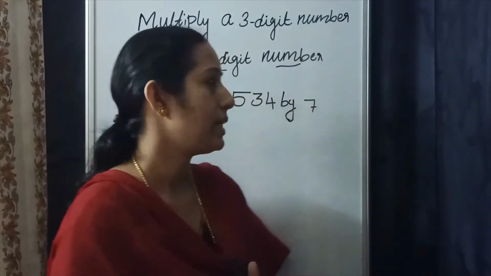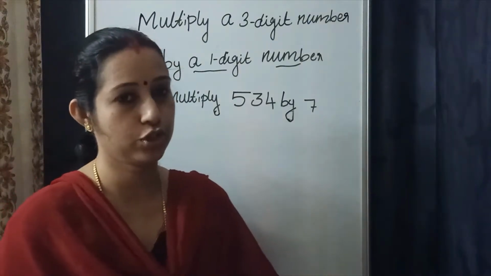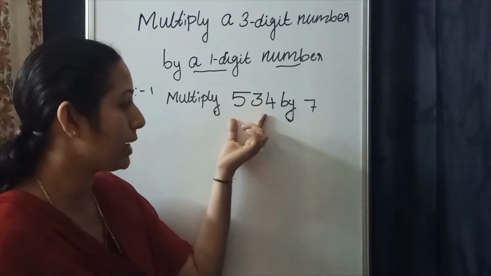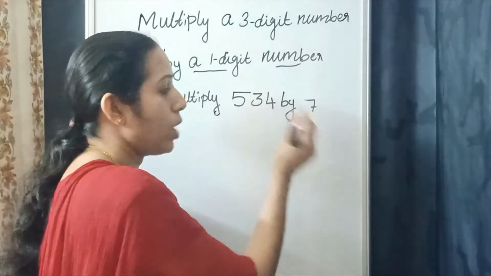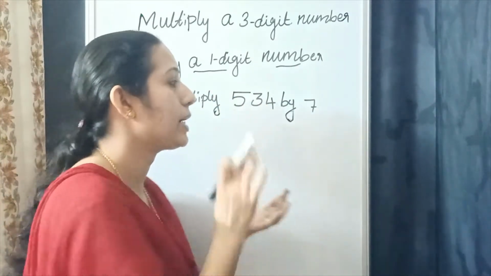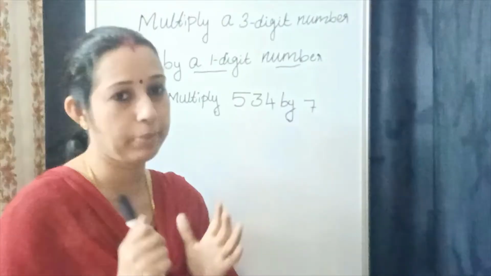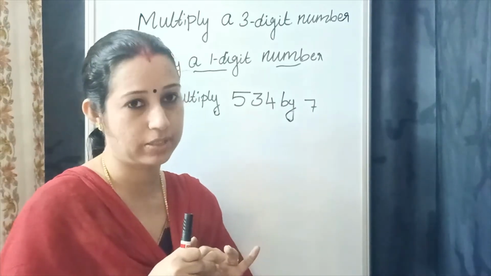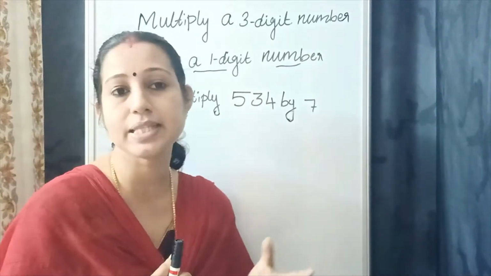Let's see how to multiply a 3-digit number by a 1-digit number. Example 1: multiply 534 by 7, a 3-digit number by a 1-digit number. In multiplication we have studied 3 terms: multiplicand, multiplier and product. Here 534 is the multiplicand and 7 is the multiplier.